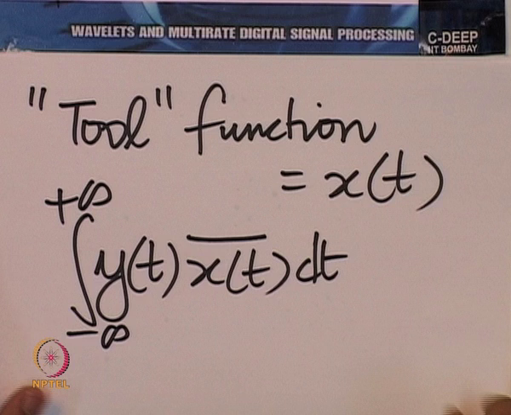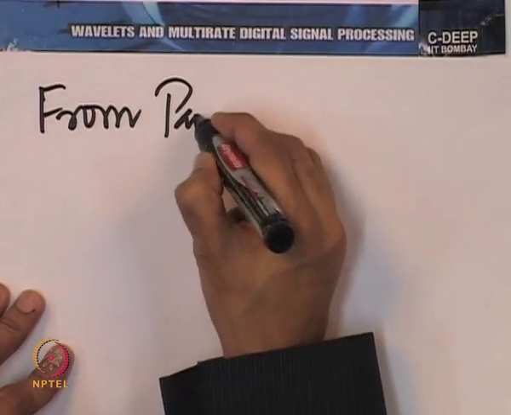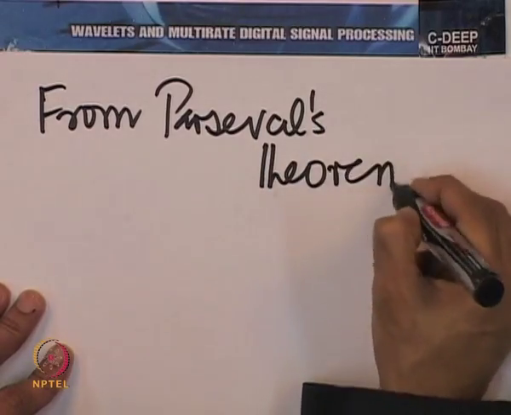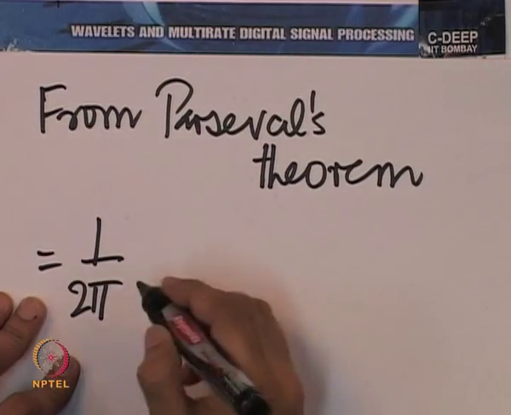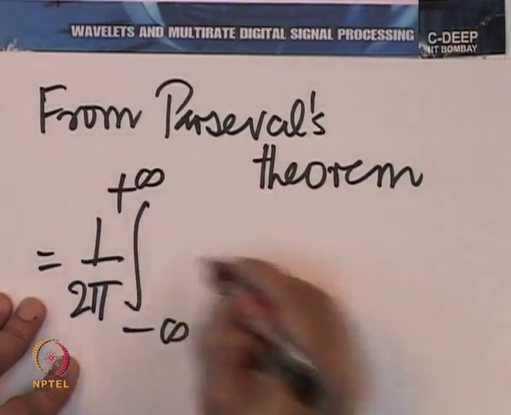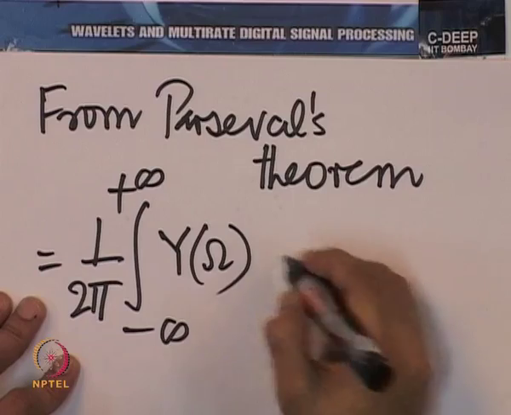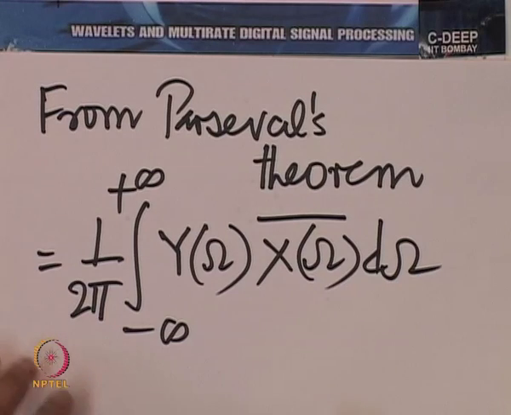then the same thing happens in the frequency domain. Parseval's theorem says this is equal to 1 by 2 pi. Do not worry about the factor 1 by 2 pi, it is essentially just a normalizing constant. The important thing is inside. Fourier transform of y, Fourier transform of x complex conjugated integrated over omega.